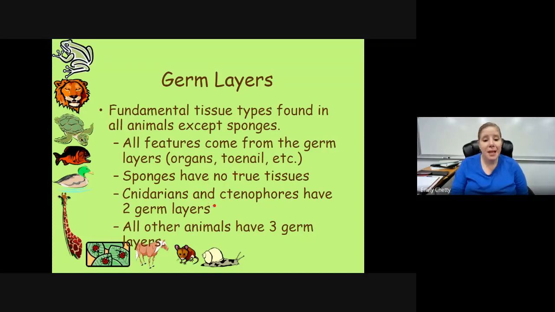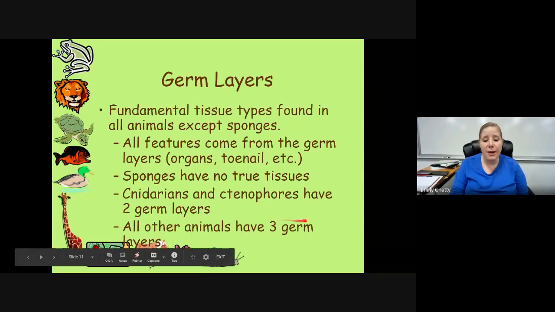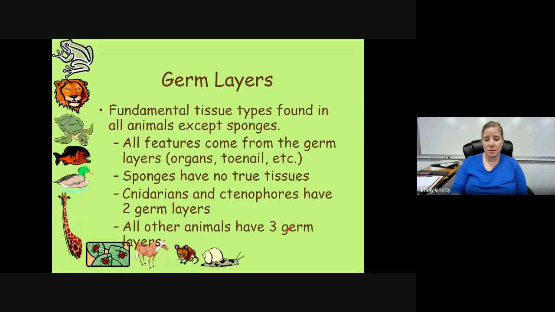Maybe I'm wrong. Cnidarians and ctenophores, which are your jellyfish and sea squirts, are going to have 2 germ layers, and every other animal has 3 germ layers.